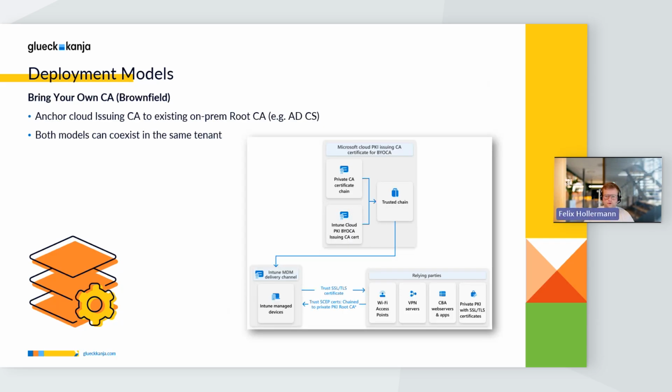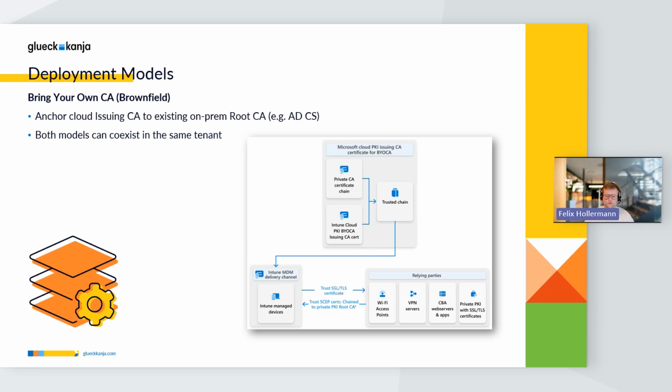The next deployment model is the brownfield approach with bring your own CA. This one is for organizations that already have PKI running on premises, so you don't throw everything away. You keep your existing root CA, for example, an ADCS setup, and you just create a new cloud-based issuing CA in Intune that connects to it. Let us go through the diagram.